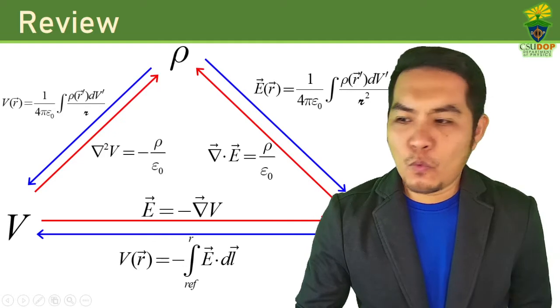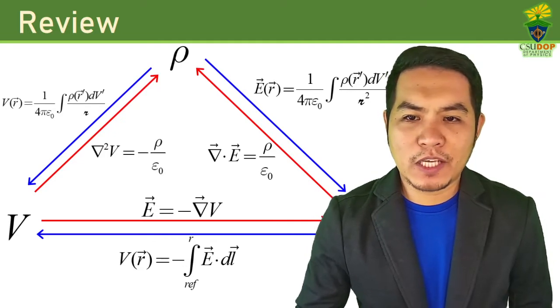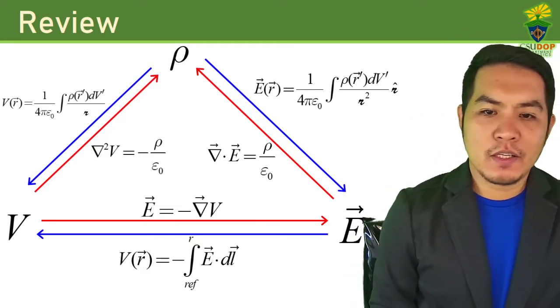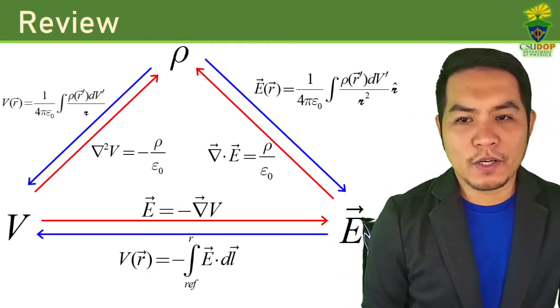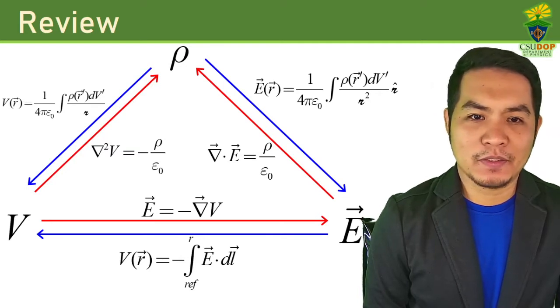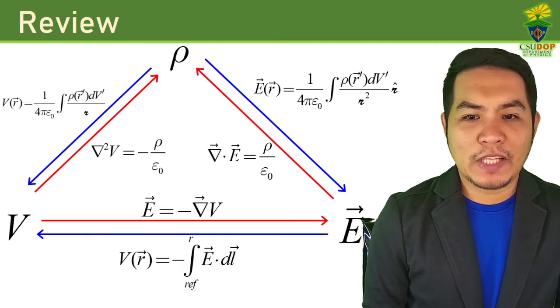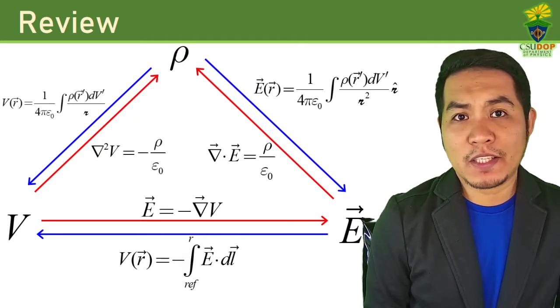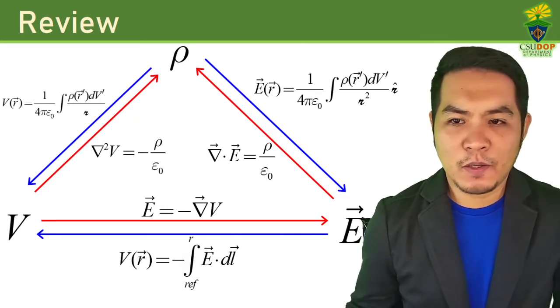Once we know the potential, we can actually solve for everything. We can solve for the charge density, and we can solve for the electric field. So we have equations that can obtain the electric field and the charge density if you are given the potential.